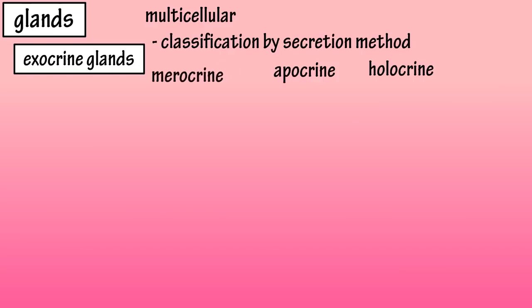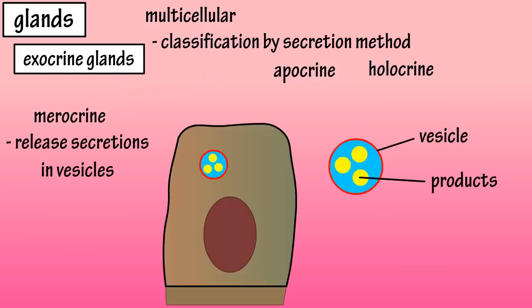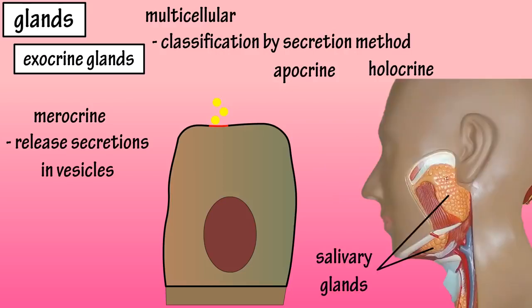Now for classification by secretion method, in which there are three basic types: merocrine, apocrine, and holocrine. Merocrine glands release their secretions through the process of exocytosis, where secretory vesicles are released through the plasma membrane of the cell, without damaging the cell itself. The salivary glands are an example of merocrine glands.